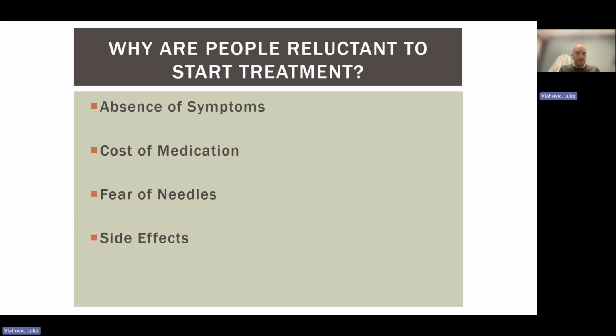Why are people reluctant, or what are some barriers to treating MS? I think the first one is the absence of symptoms. It's a very important one, especially in younger people who feel well, who have a relapse and then recover completely. It's important to emphasize again that the whole purpose of taking disease-modifying therapy is prophylaxis, to minimize risk, and that someone will definitely be at a much higher risk if not taking these medications.